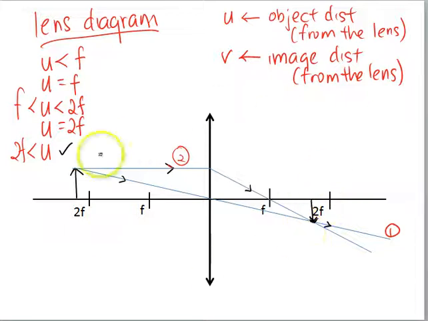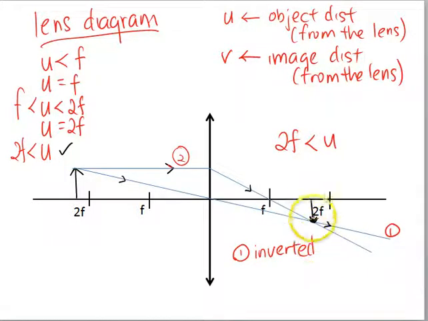So this is for U greater than 2F. Now, how would you describe the image? There's a few characteristics here. First one, it is definitely inverted. Second one, we know that it is real because it is 2 solid light rays cutting through, intersecting. There's no dotted lines seen here. So this is a real image.